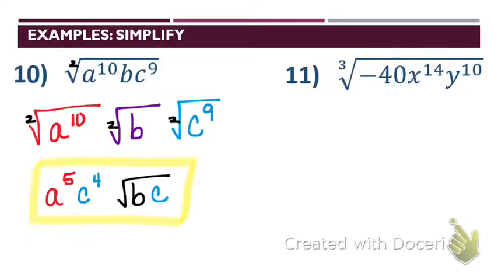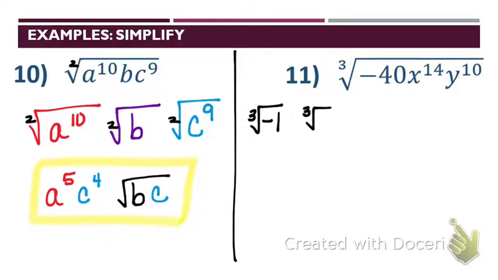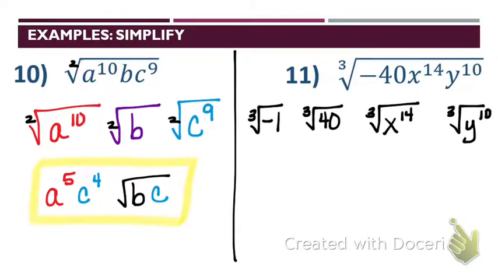Okay, let's look at number 11 and then we'll end there. So I have the cube root. So again, I'm going to look at -1 because negatives behave differently depending on this number. And then I have the cube root of 40. And then I have the cube root of x to the 14th. And I have the cube root of y to the 10th.